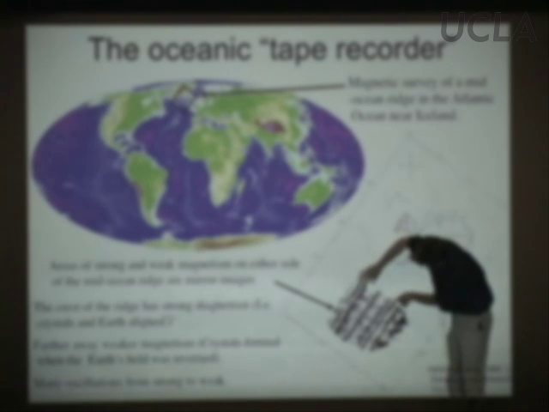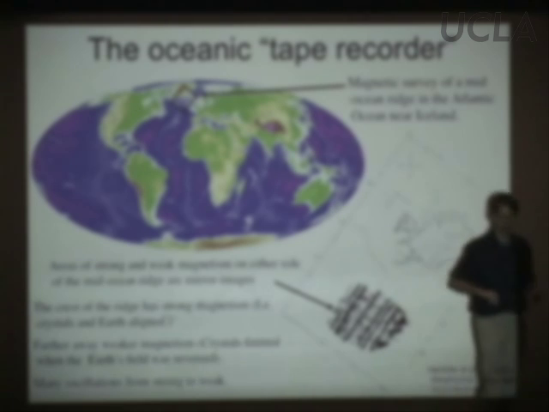Okay? So here we have strong, weak, kind of weak, strong, and weak alternations, then a big, strong one, big, weak one, big, strong one, weak one, and then we kind of run out of space over here. So as you go away from the center of the ridge, you're getting a mirror image progression of normal and reversed magnetization of the oceanic crust. So how do we interpret that?